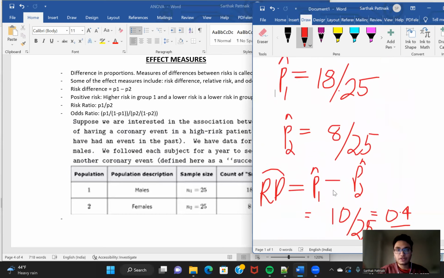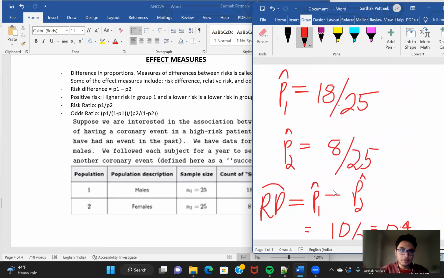So this was the concept of effect measures. With that, we conclude our topic of effect measures.